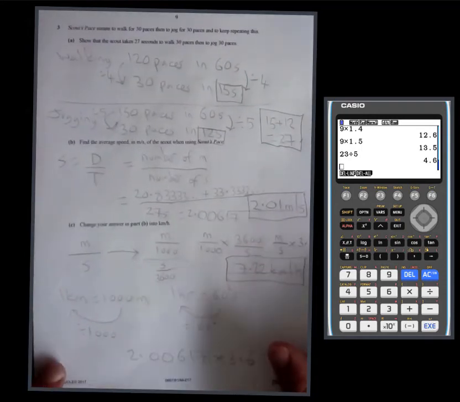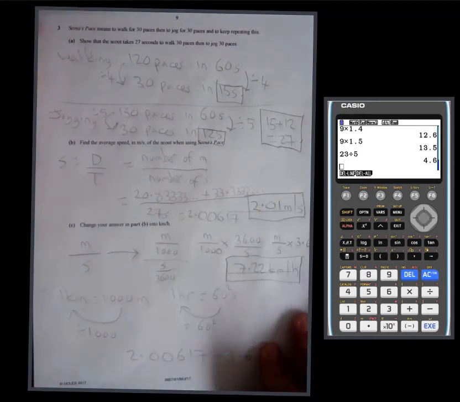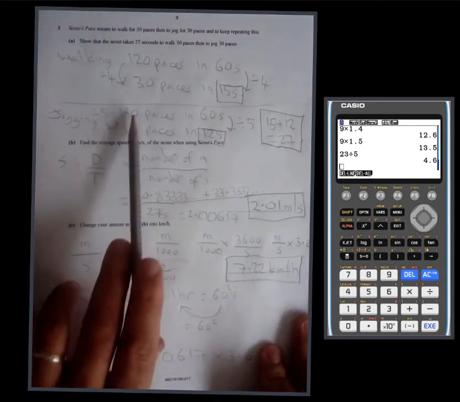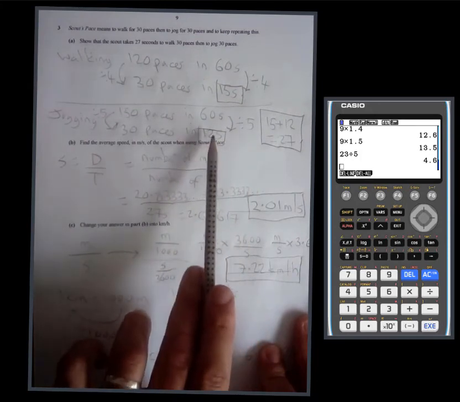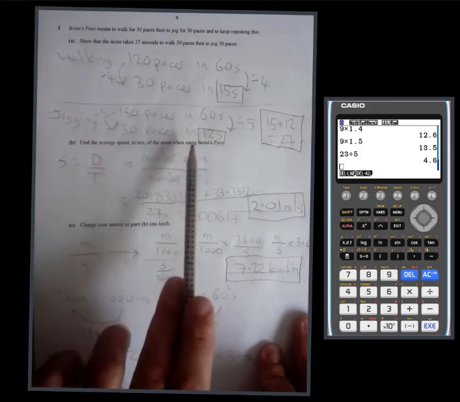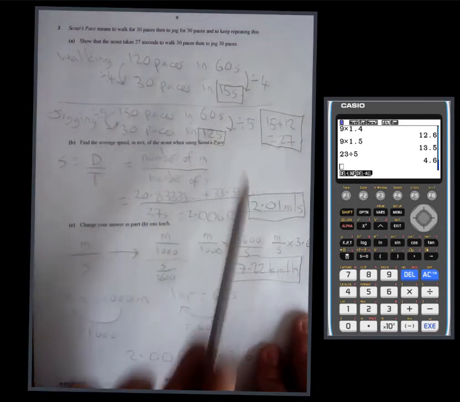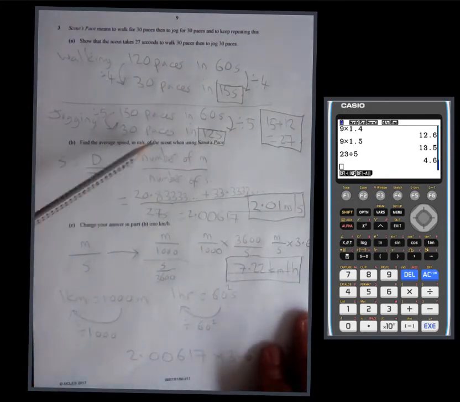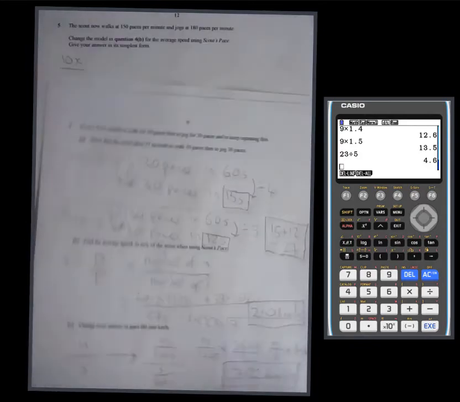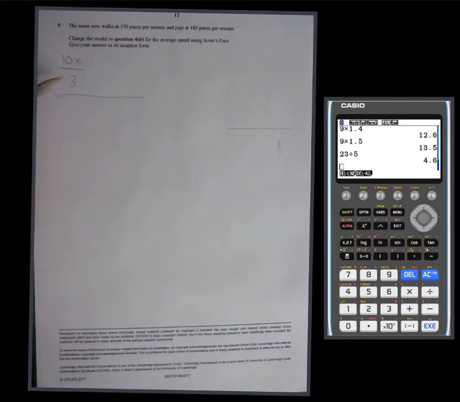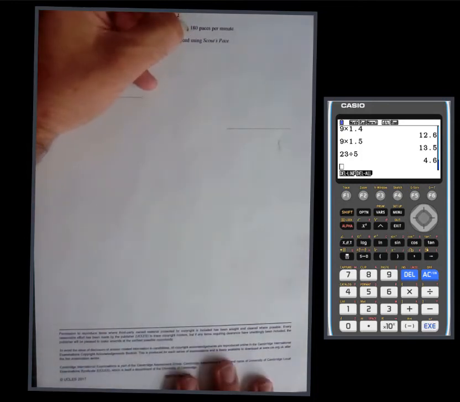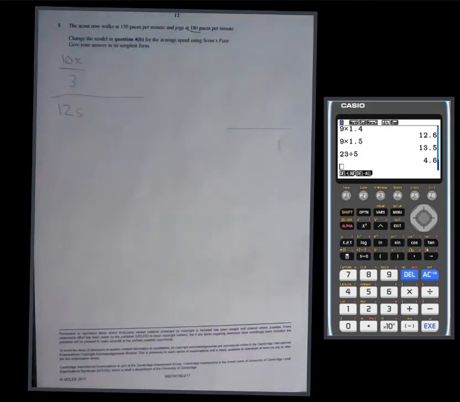When he was jogging at this 150 paces rate, we worked out that it would take 12 seconds to do 30 paces. So we've already done the work for that. We can use this 12-second number for the x, because he's walking at the speed that he used to jog at. So this walking time is going to take 12 seconds. But unfortunately, we've got this new pace of 180, and we're going to have to do the working out for that.